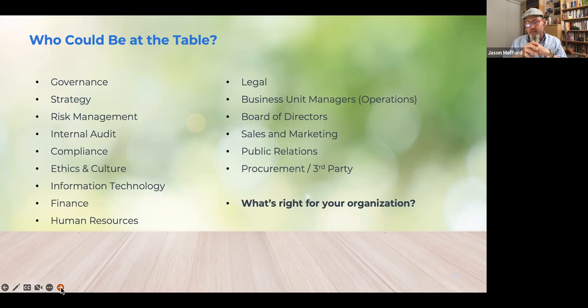Question from Faisal, right? Shouldn't environmental experts or specialists be mandatory at the table? Because it's a highly technical subject. Again, it's going to depend on the type of organization that you're running, right? If you're in natural resources, industrial, or consumer packaged goods, then probably having that environmental group actually at the table is going to be important, right?